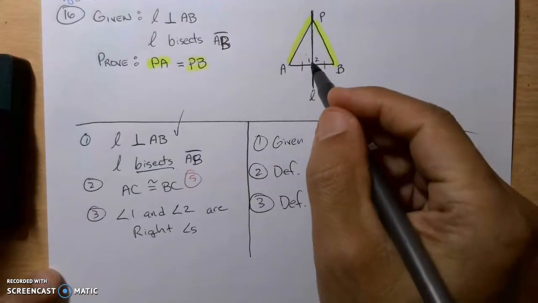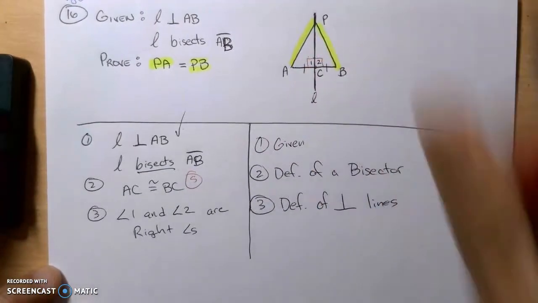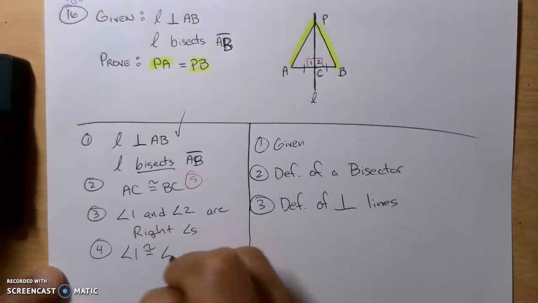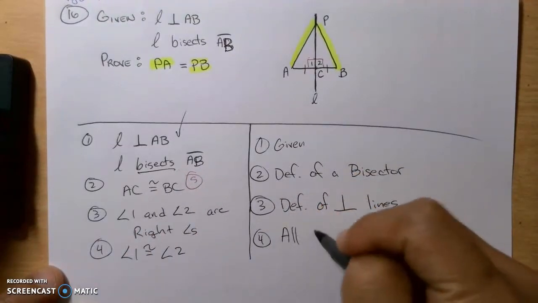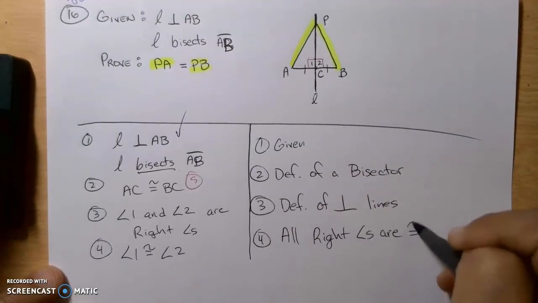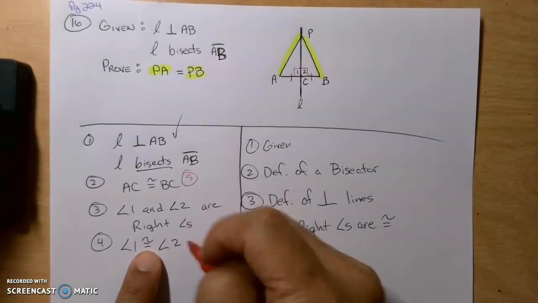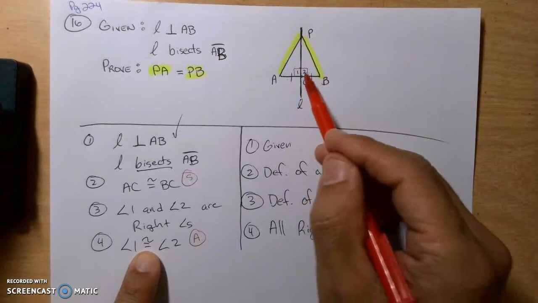Okay, so we now know that these are right angles, but we never said that they were equal. So let's just flat out say that angle 1 is equal to angle 2 here in step 4. Angle 1 is equal to angle 2. And because they're right angles, all right angles are congruent. Obviously 90 degrees is equal to 90 degrees. Now we flat out said equal. So that's an angle. So we got a side, an angle, and we need one more side or angle.